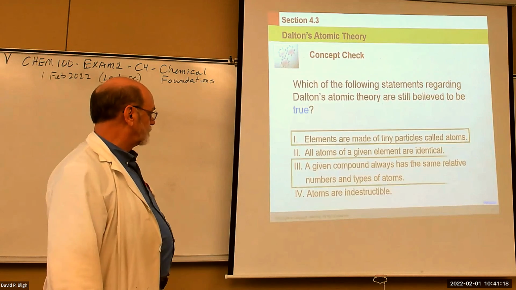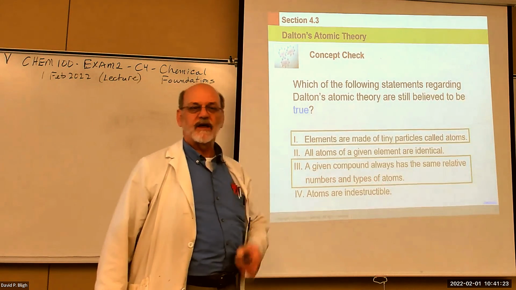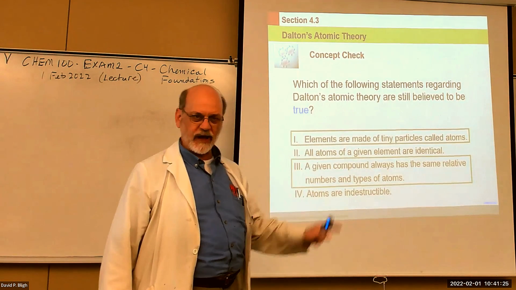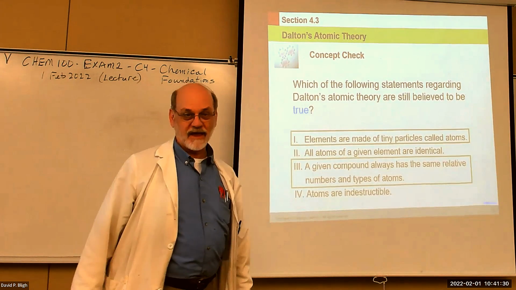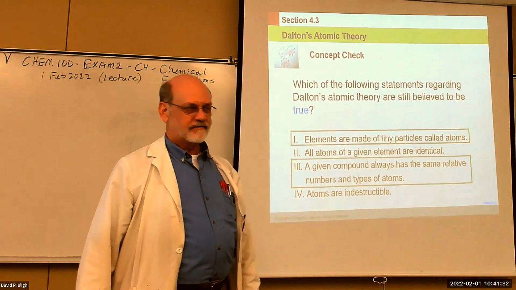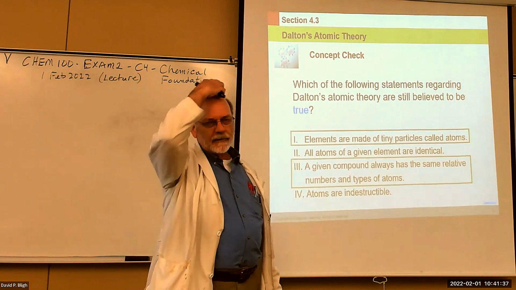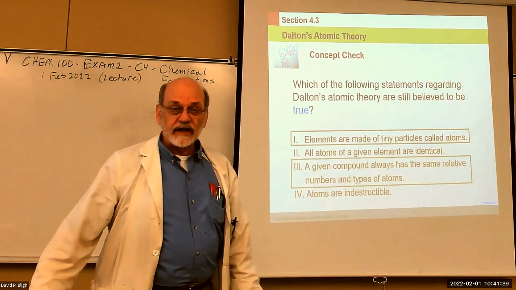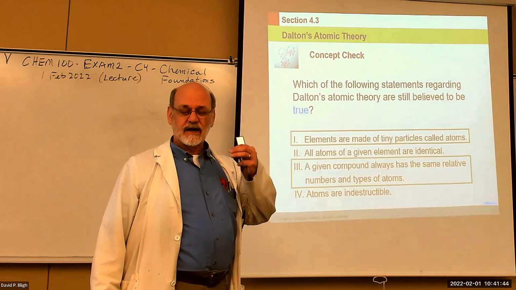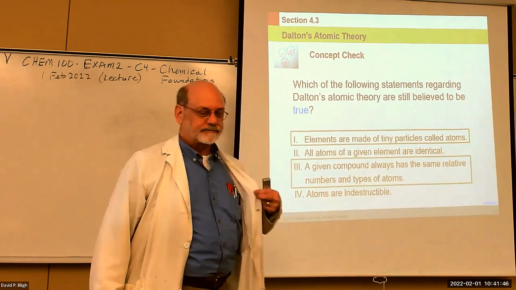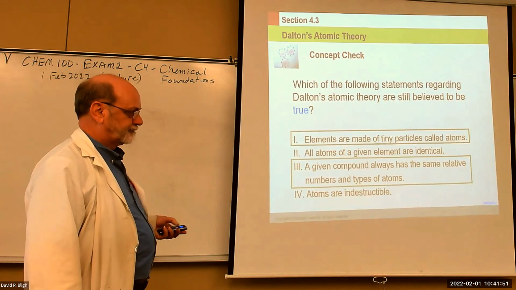Okay, that one's true. A given compound always has the same relative numbers and types of atoms. That's true. It was true then, it's true now. And atoms are indestructible. Nope. Sometimes they call it nuclear, that's nuclear physics. Atoms can be ripped apart. We can actually build unknown atoms using nuclear means. So these two are still true, those two are not true.